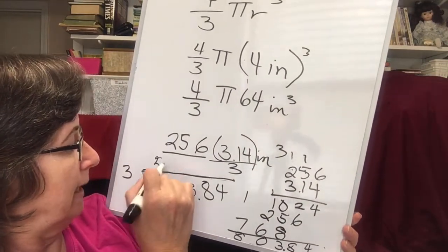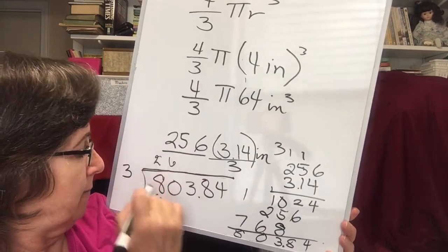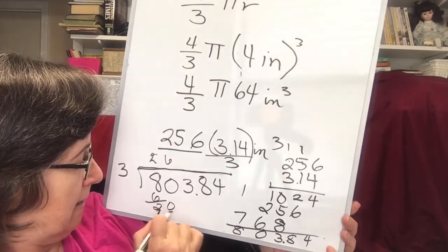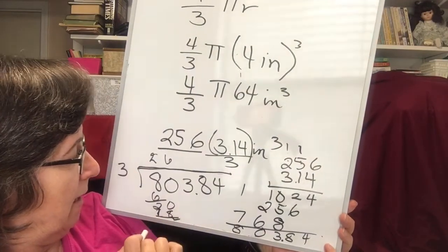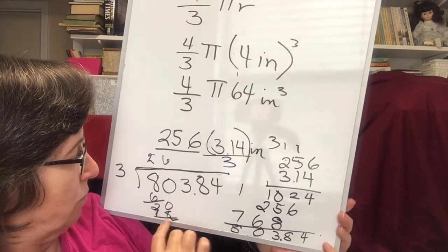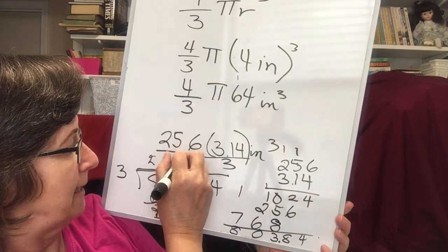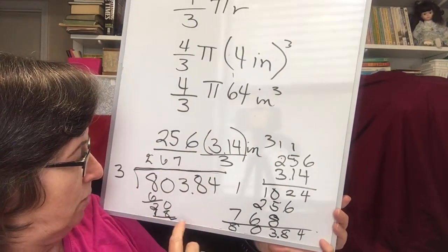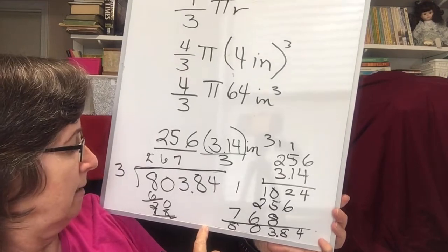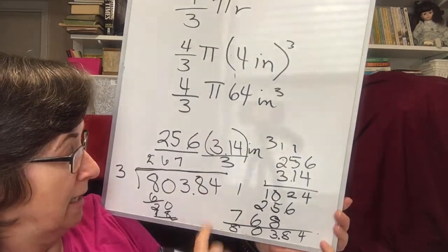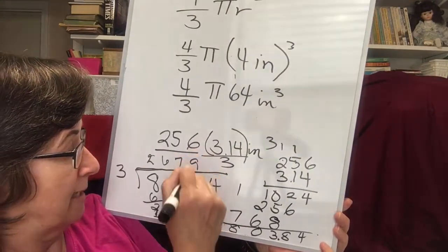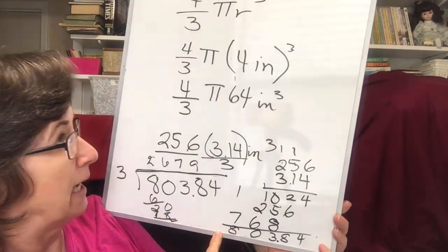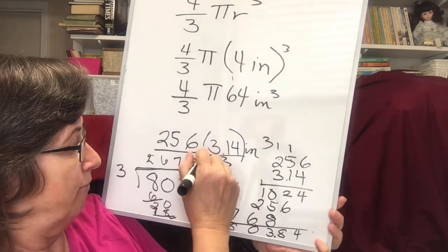3 into 20 is 6 times. 6 times 3 is 18. And I get a 2. Okay, and I get a 2, 3. So 23, 3 into 23 is 7. 7 times 3 is 21 from 23 is a 2. 2, 8. 3 into 28 is 9 because that's 27. So 1, 4, 3 into 14 would be 4.